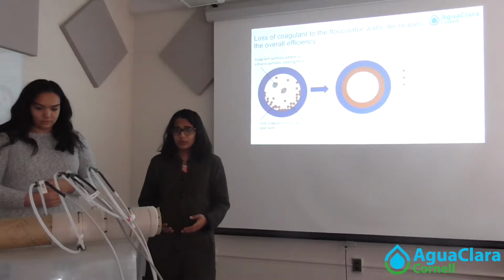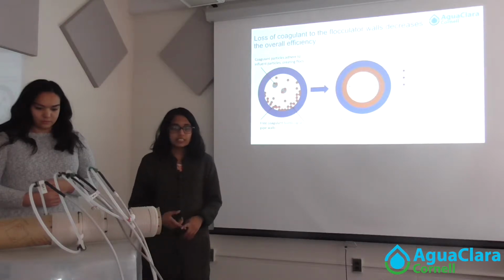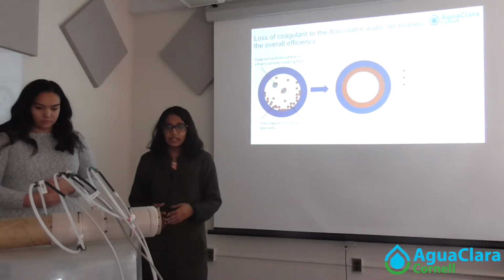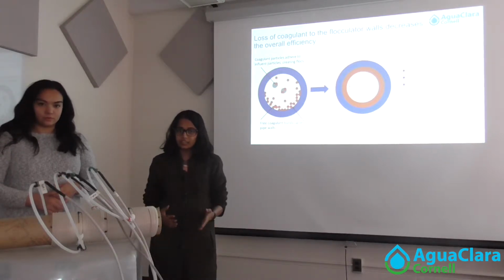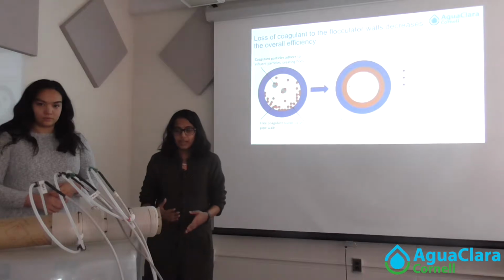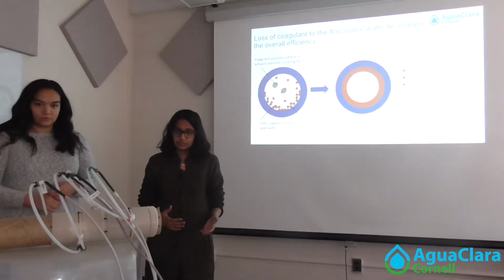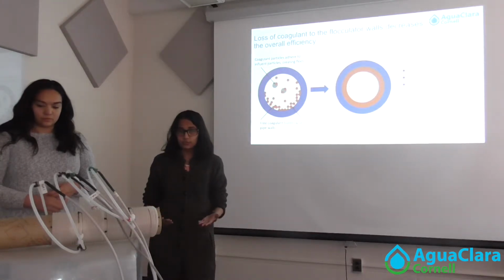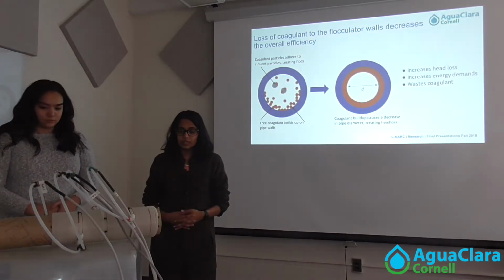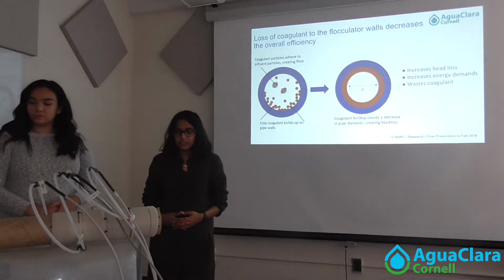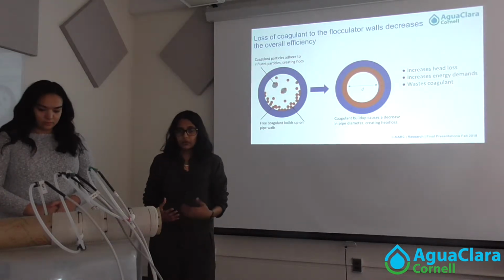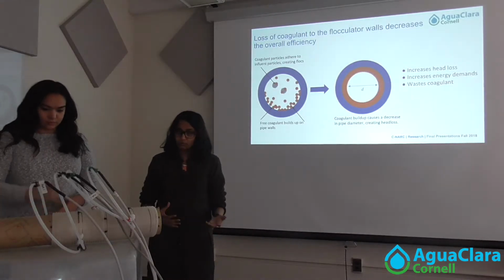This presents several problems for Agua Clara plants. Firstly, as you can see in the diagram, it reduces the diameter of the tubing, which in turn increases head loss in the flocculator. And head loss is the energy dissipation that occurs as water flows through a pipe. An increase in head loss needs to be compensated for by increasing the energy demands of the plant. Another issue is that coagulant is wasted, and this needs to be made up for by adding more coagulant.